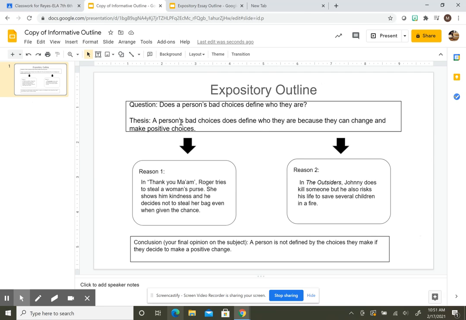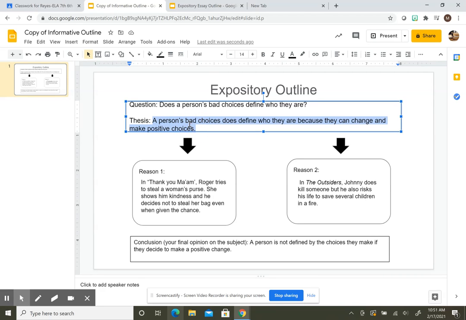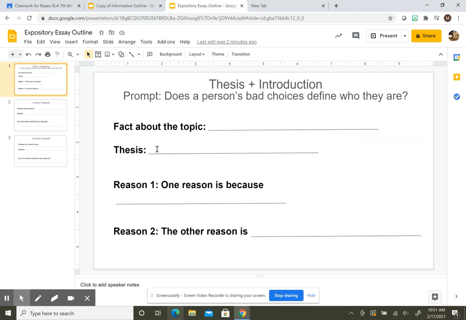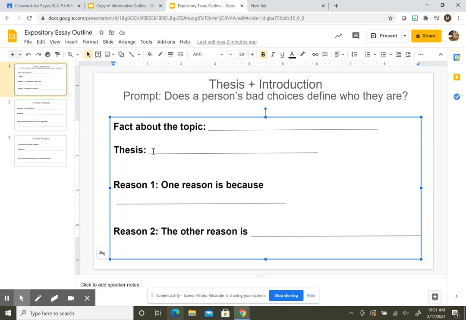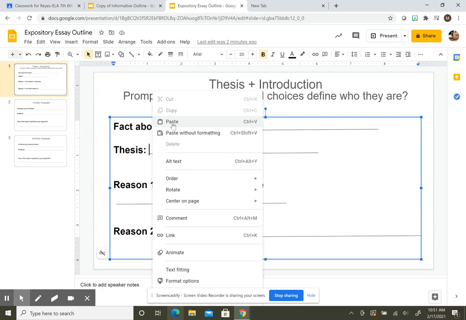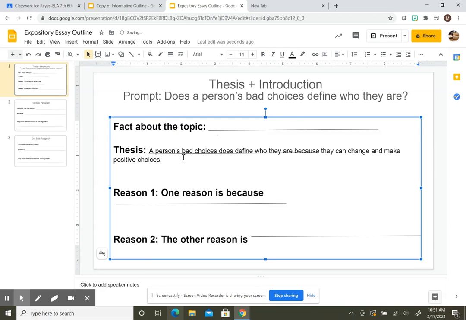You want to make sure that your thesis is a complete sentence and that it explains what you're going to be discussing. So it should not be answering the question directly. It should say nothing like, yes, I think a person's bad choices defines who they are, period. It should look very similar to this example.